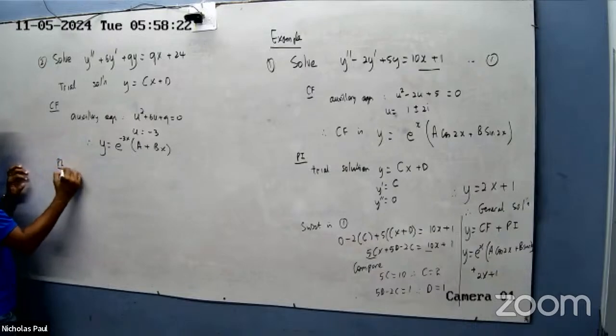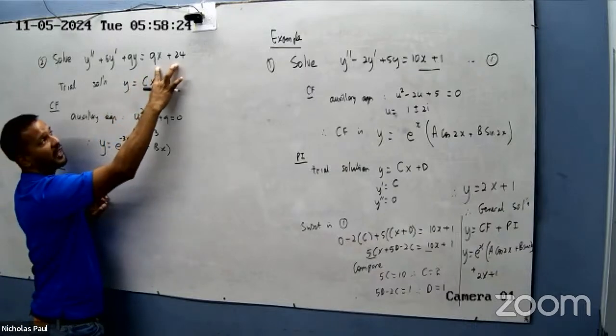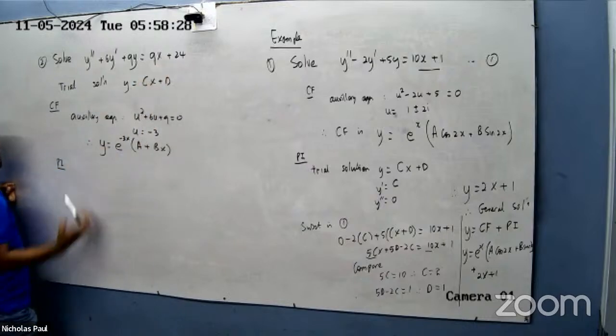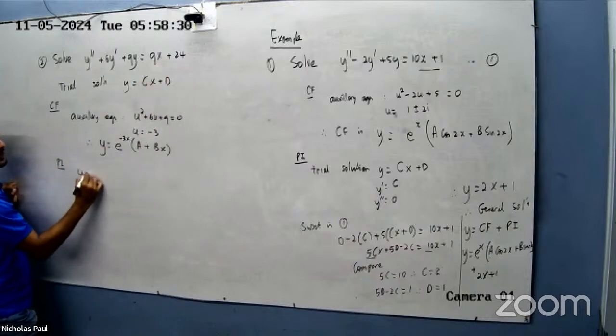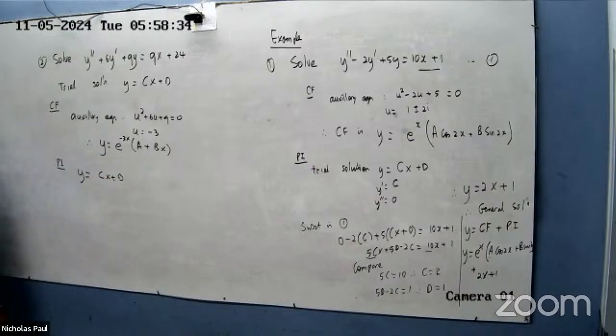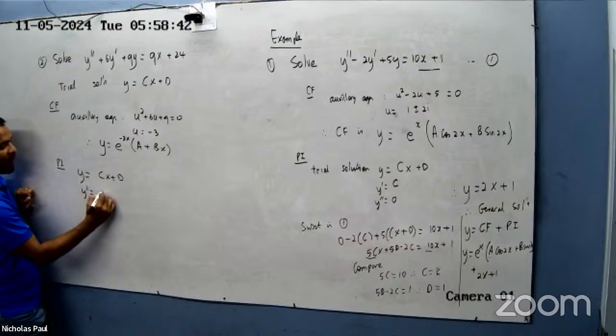Particular integral: because the f of x, or the right-hand side, is linear, we know that the trial solution y is equal to cx plus d. All right? You have to figure out the trial solution. You have to learn that table that's sent today. All right? You have to learn that. So y prime is c, y double prime is 0.